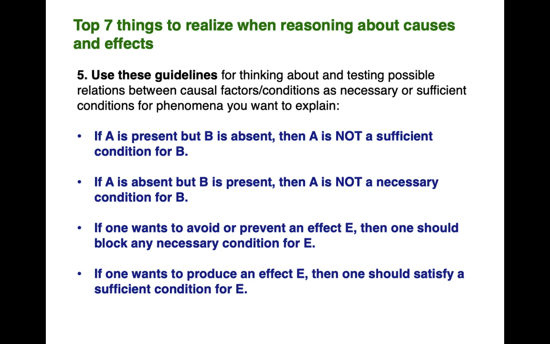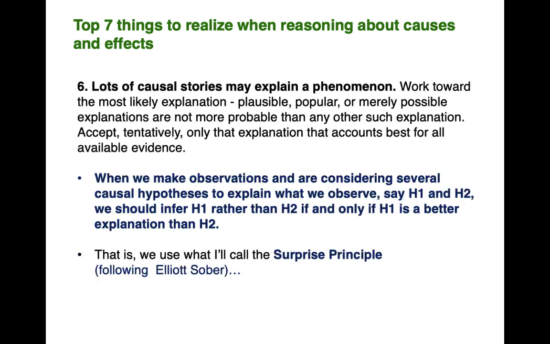Now, if you want to avoid or prevent a particular effect, E, then you should block any necessary condition for E. If we want to block viral infection, then we want to block exposure to virus particles. If you want to produce an effect, say immunity to the coronavirus, then you have to satisfy a sufficient condition for E. And a sufficient condition might be something like vaccinate them.